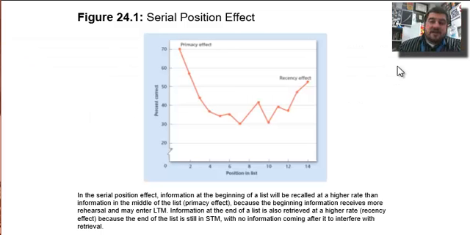Here you can see the primacy effect versus the recency effect. Information at the beginning of the list is recalled at a higher rate versus information at the end of the list. The beginning information they think may receive more rehearsal and therefore enter long-term memory faster. Information at the end of the list is remembered because it's still in short-term memory when you are trying to recall it.